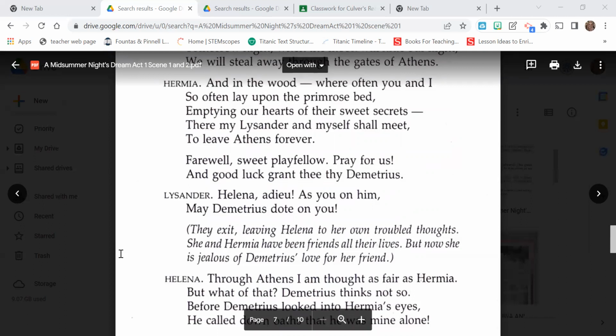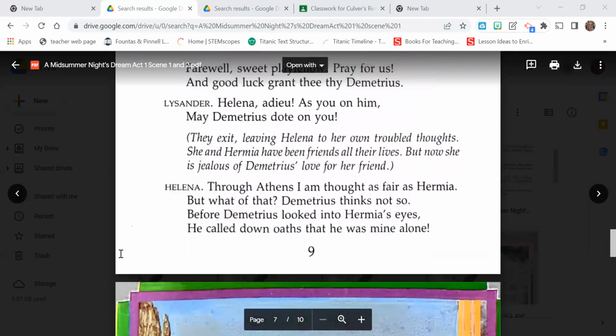Helena, no. Hermia and Lysander exit, leaving Helena to her own troubled thoughts. She and Hermia have been friends all of their lives. Like I said, they're best friends. But now she is jealous of Demetrius's love for her friend. So Helena is now doing, those were dialogues because all of the characters were talking to each other. Now this is a monologue because she's telling her thoughts out loud.